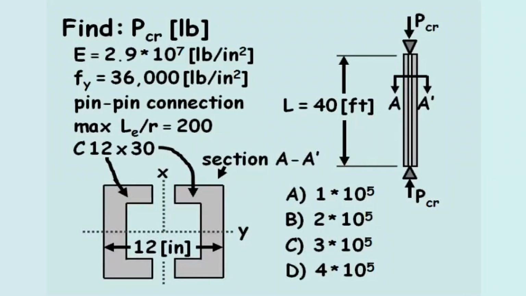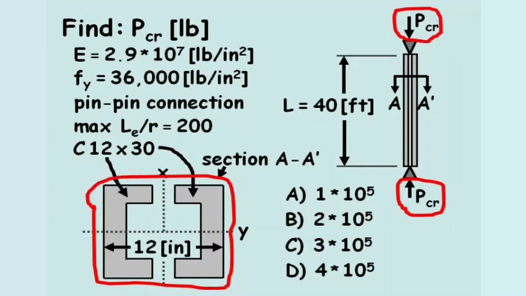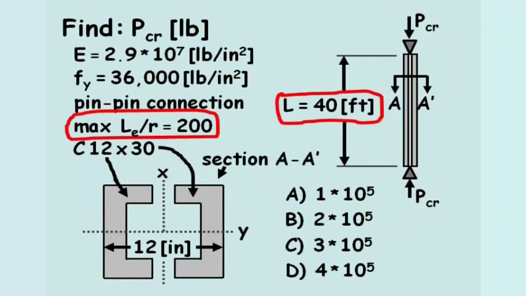Find the critical load in pounds. In this problem, two channel columns are subjected to a compression load PCR. The length of the columns and slenderness limit are provided.